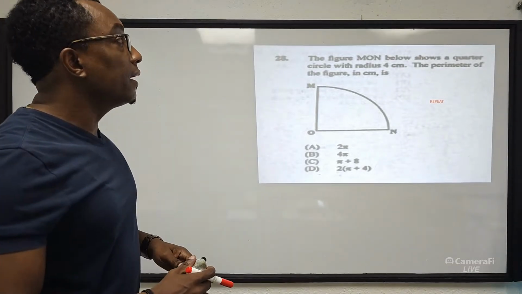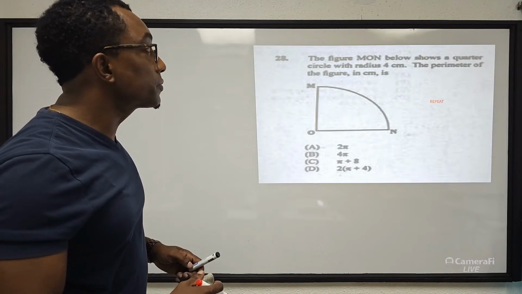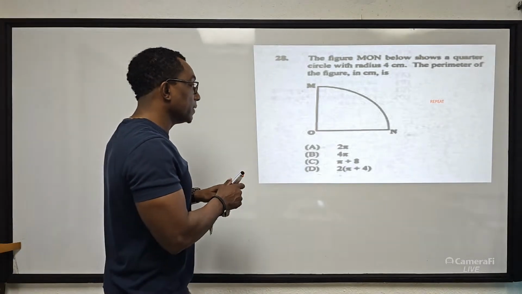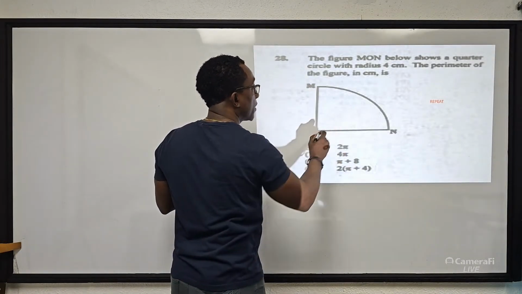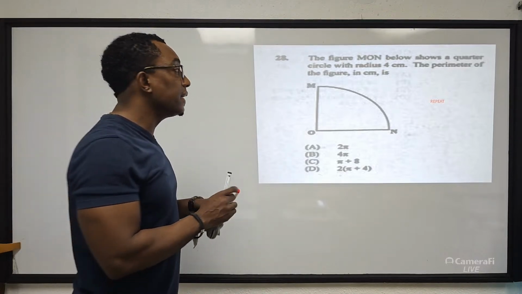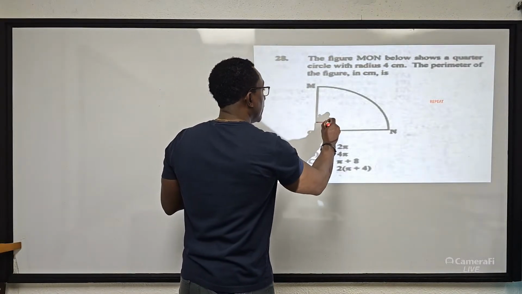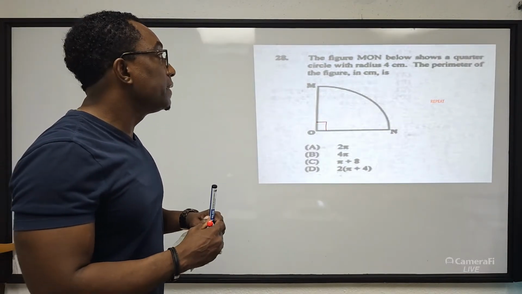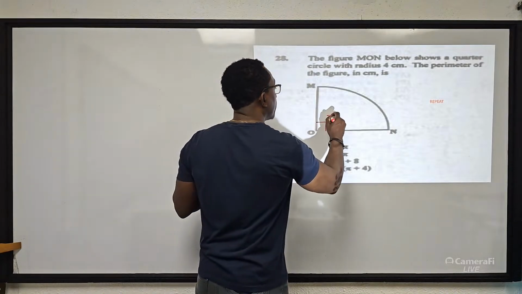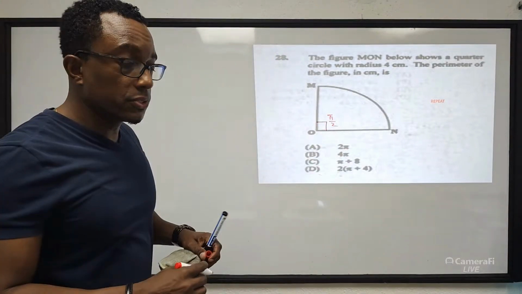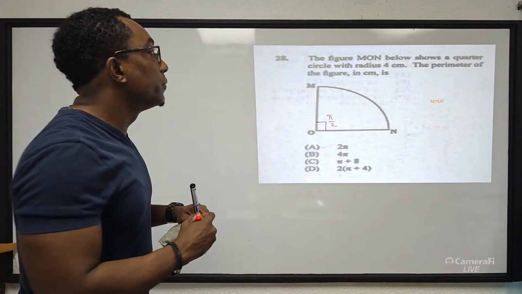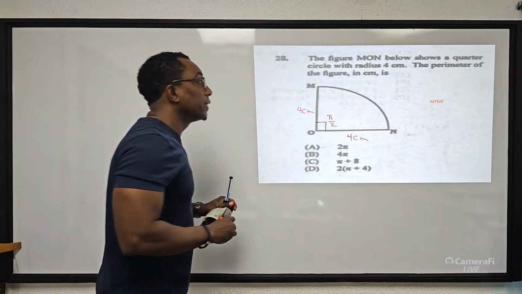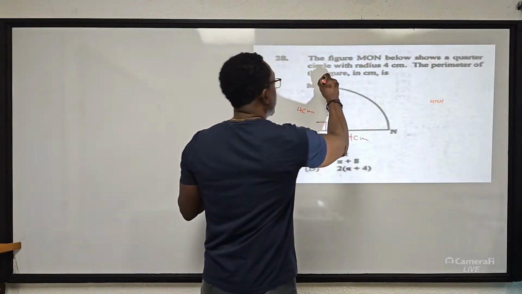The figure MON below shows a quarter circle with radius 4 centimeters. The perimeter of the figure in centimeters is. So if you want to find the perimeter, that's the distance around. If it is a quarter circle, it means that the angle at the center of the circle or sector will be 90 degrees. So this is pi over 2 in radians. And therefore, we know that the radius is 4 centimeters. What we want to do is determine what's the length of the arc.